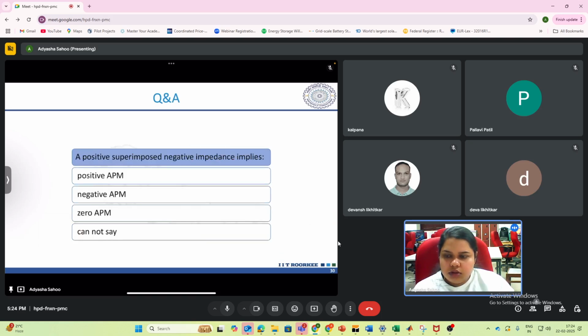Then the next question is a positive superimposed negative impedance applies what?